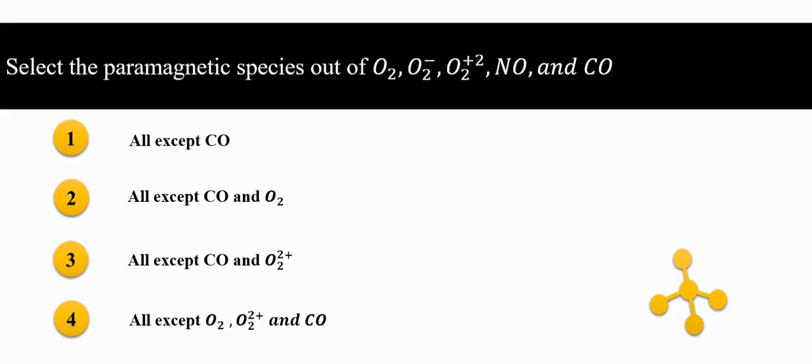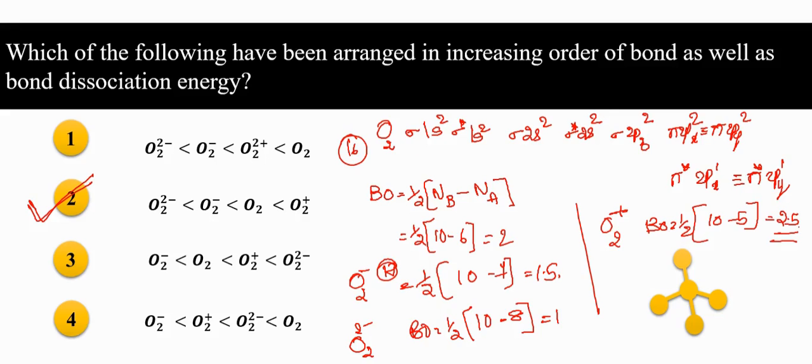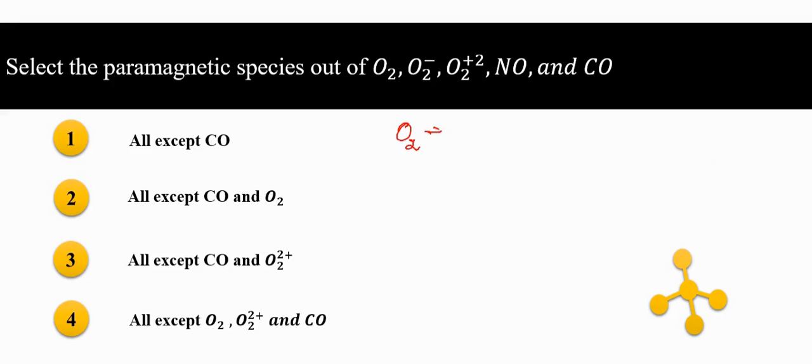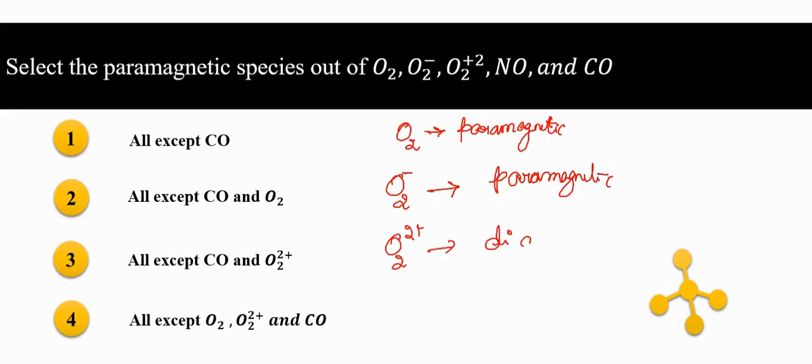Select the paramagnetic species out of O2, O2 minus, O2 2 plus, NO and CO. So we discussed already, here O2, in the previous case we discussed, there are unpaired electrons, because of this reason it is paramagnetic in nature. Same way, O2 minus again is paramagnetic in nature. O2 2 plus is diamagnetic in nature. NO again is paramagnetic.